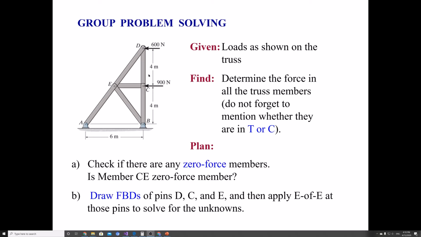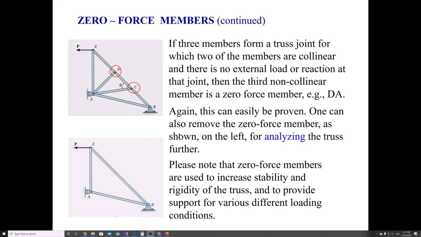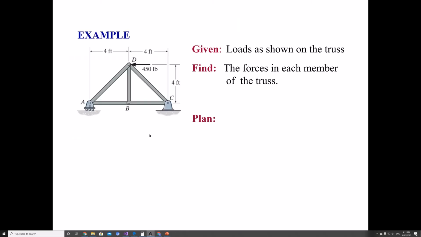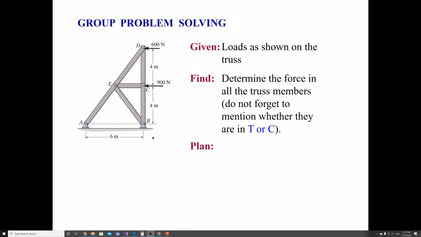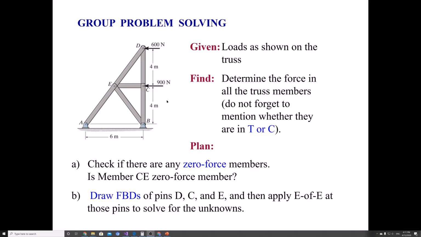First thing is to check to see if there are any zero force members. Looking at it, are there any zero force members? Well, you'll notice there's an external force here, but there are four connection points here, not just three. If you went back and looked at the zero force members, if three members form a joint, that would be a zero force member. But this is four. So I'm going back real quick.